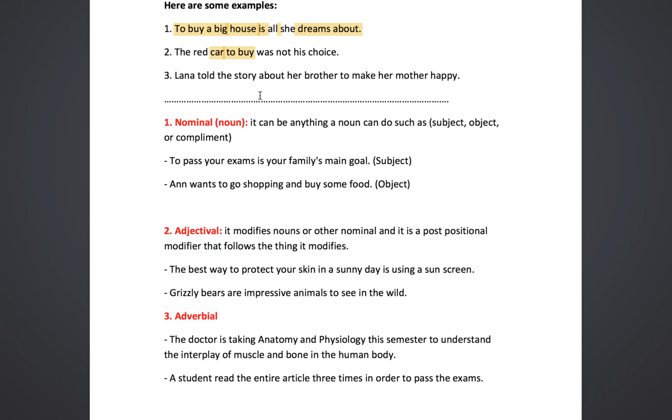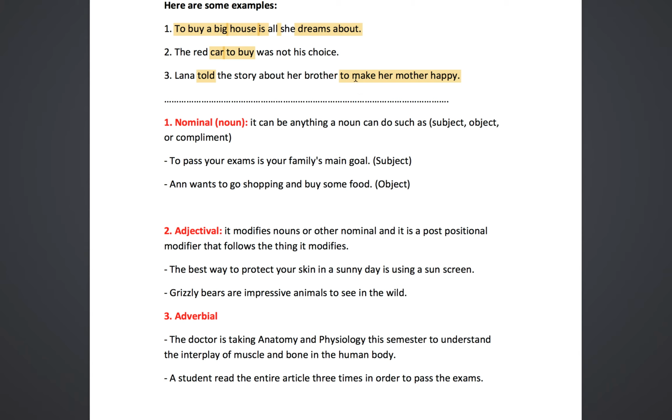Lana told a story about her brother to make her mother happy. Here, we have to make her mother happy. You can recognize the infinitive by seeing to plus verb. It's not functioning as the verb of the sentence. We have its main verb, which is told, but you can recognize the infinitive by to plus the base verb, though it's not functioning like a verb. They are functioning differently: as a subject, as adjectival, or as adverbial.